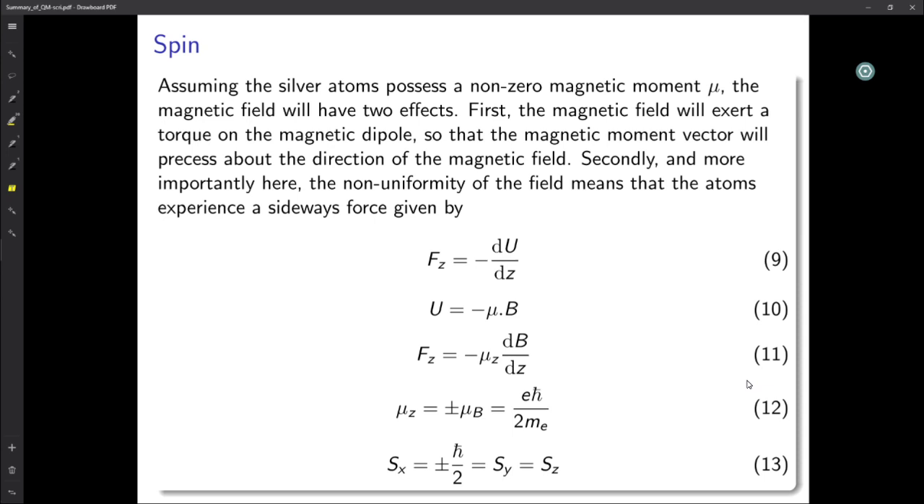So the potential energy U is given by minus mu dot B. If you make the substitution, we get F_z equals minus mu_z times dB/dz. Here mu_z, the magnetic moment along the z axis, is nothing but plus or minus mu_B. Mu_B is the Bohr magneton, a specific constant value calculated by Niels Bohr, with the formula e h bar by 2 times m_e, where m_e is the mass of the electron.